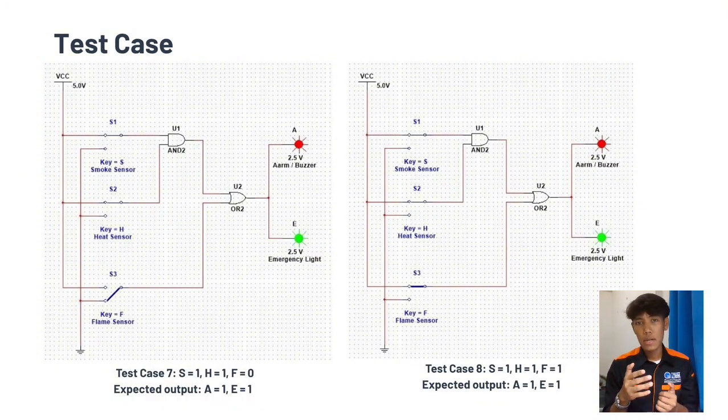Okay, for test case 8, all inputs become 1. So smoke, heat, and flame are all detected. In this condition, the output is also logic 1. So both warning outputs turn on. This shows that the circuit works correctly when smoke and heat are active together, but also when flame is detected.